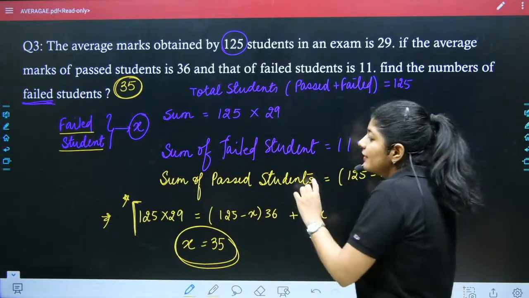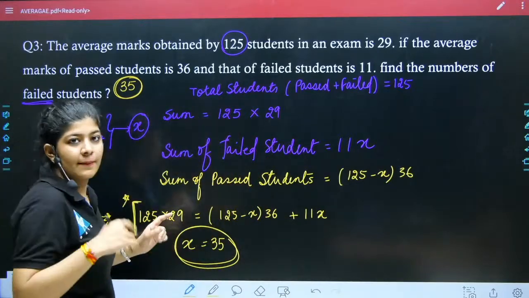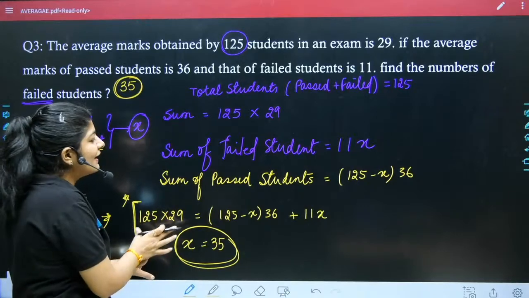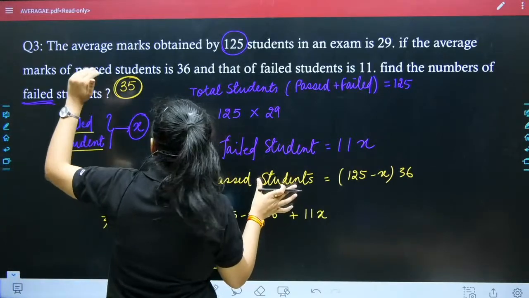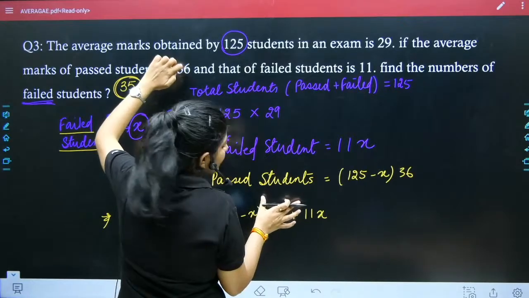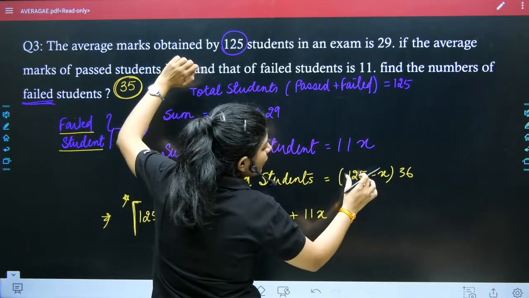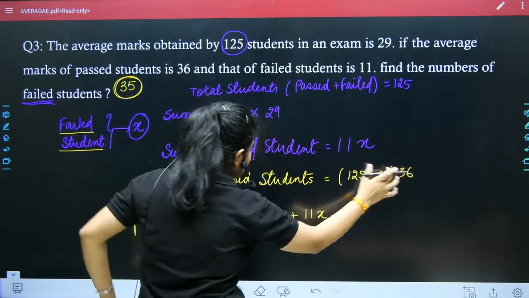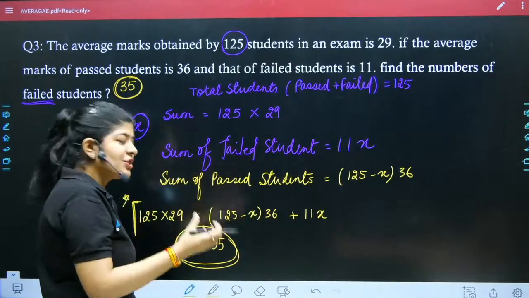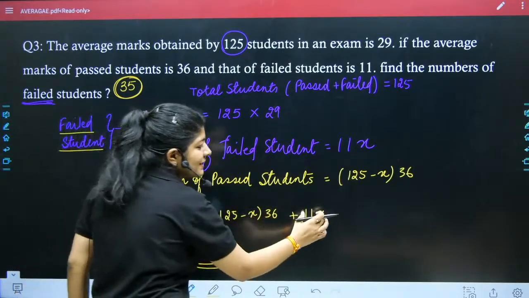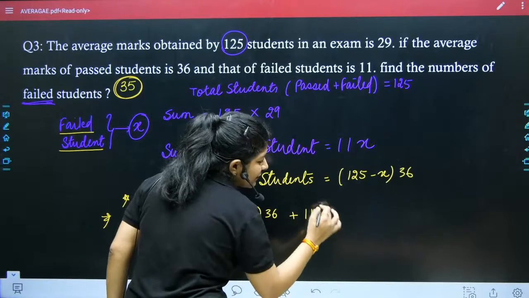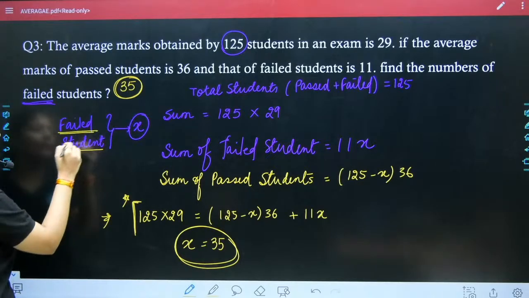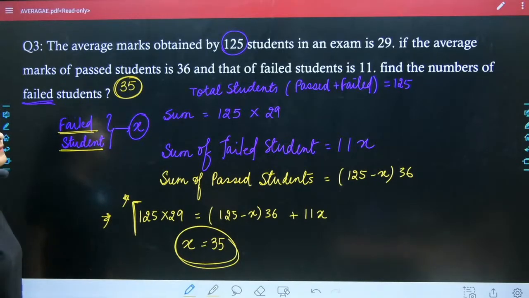What we did: the sum of all the students, passed and failed, is equal to this. It is given that the average of passed students is 36, and the number of students is 125 minus x. We multiply it by the average and get the total sum achieved by the passed students, and this is the total sum of failed students. So we get our answer as 35, which is the number of failed students. Is it clear?